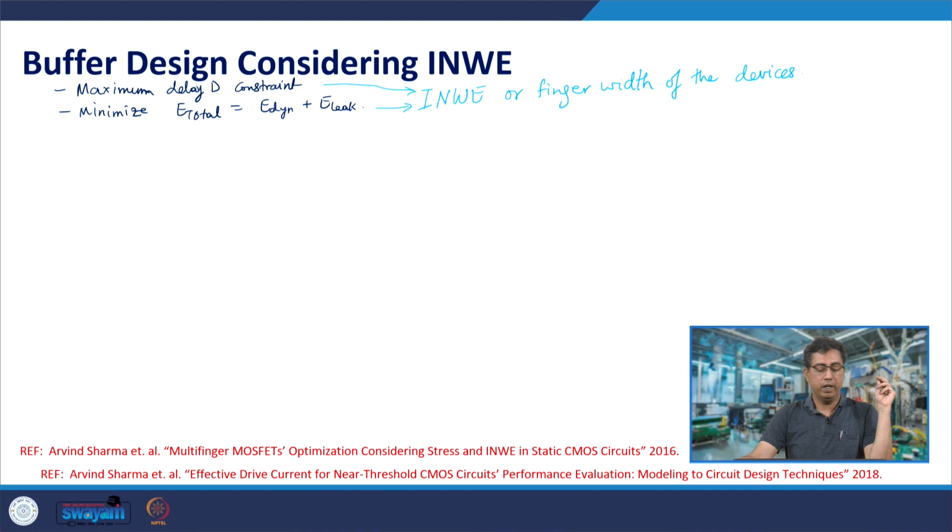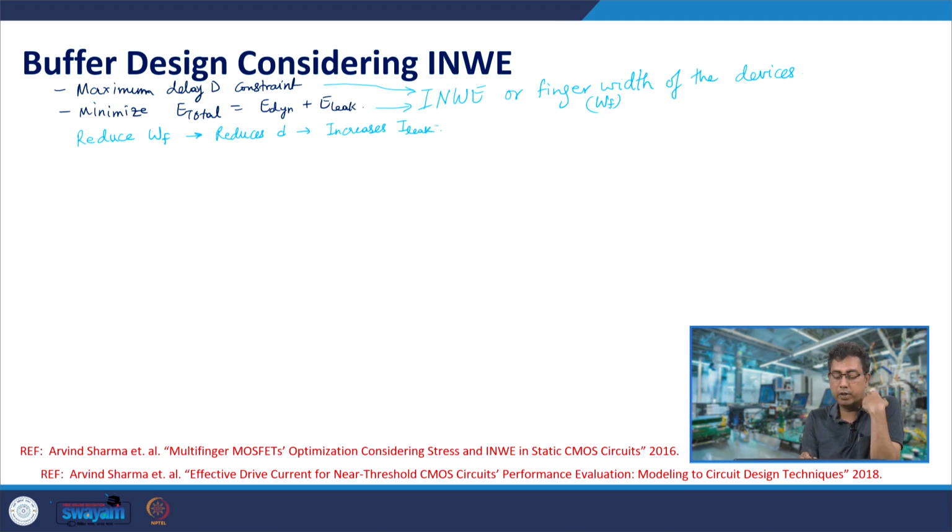Now, so how do we minimize? When you reduce the finger width of the device, the threshold voltage of devices reduces. So, if you reduce the finger width of the device, this reduces delay of the inverter, increases I leakage of the inverter. So, you do not know whether the leakage energy reduces or increases, delay reduces. As you keep on reducing the finger width of the devices, the leakage energy would keep increasing and delay would keep reducing. So, there would be an optimum with respect to the finger width of the device also.